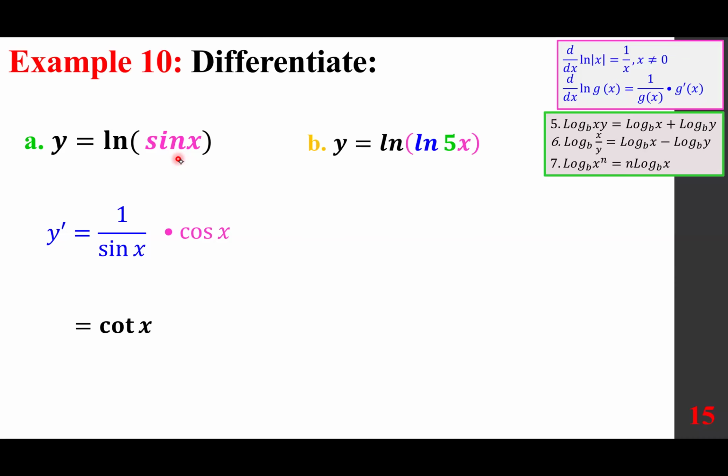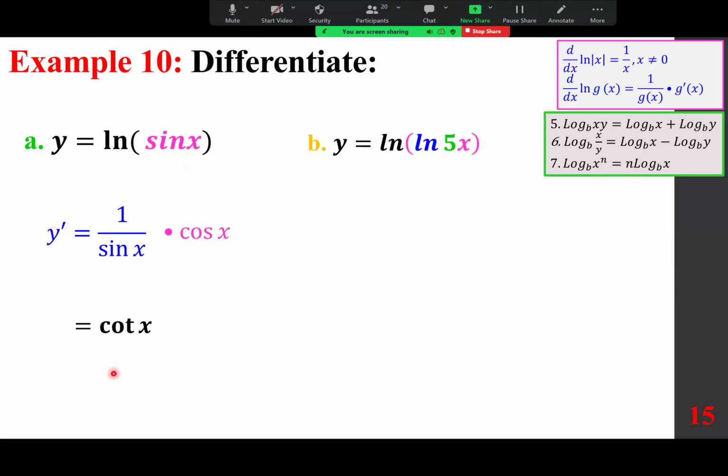ln of 5x. I've seen students sometimes get confused, so I'm going to call this g of x. So first I need 1 over g of x. I'm going obviously with this: 1 over g of x, 1 over ln of 5x. Then I need g prime. So I'm going to write the g prime here. g prime is 1 over 5x times 5. So 1 over 5x times 5.